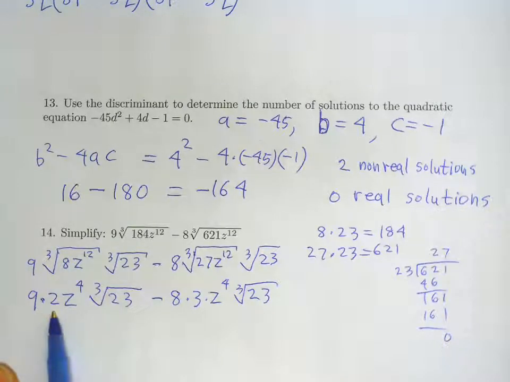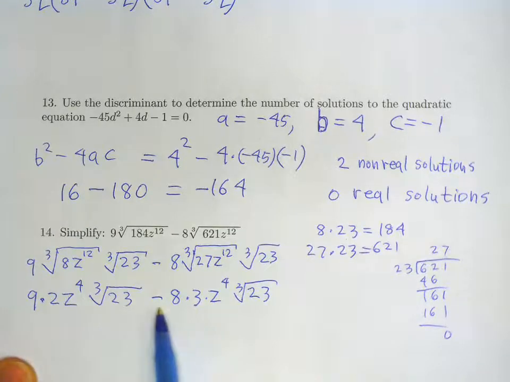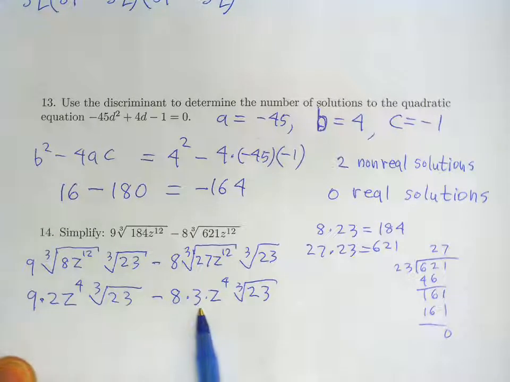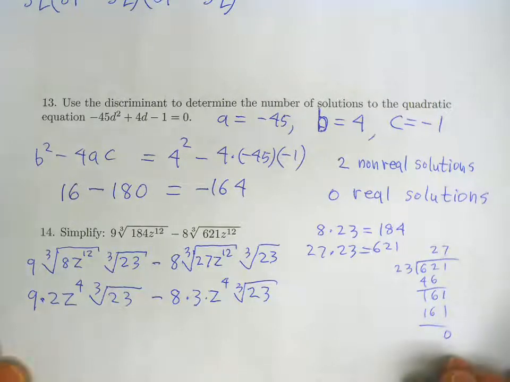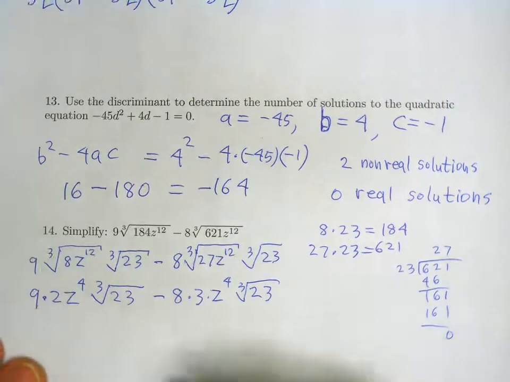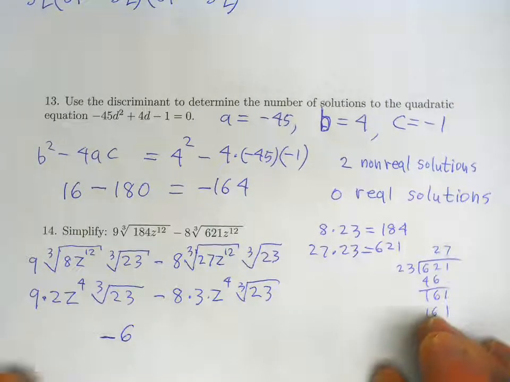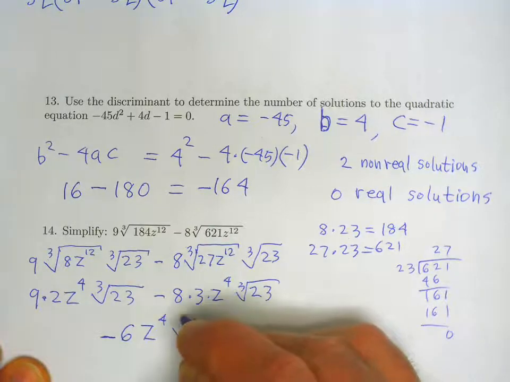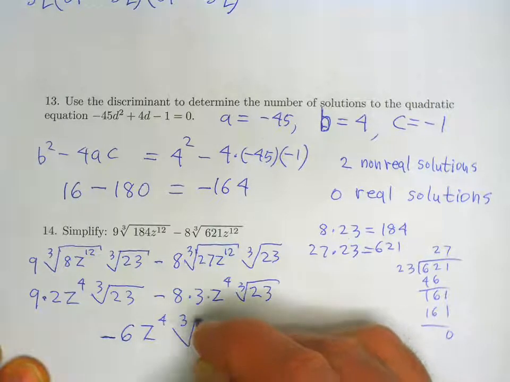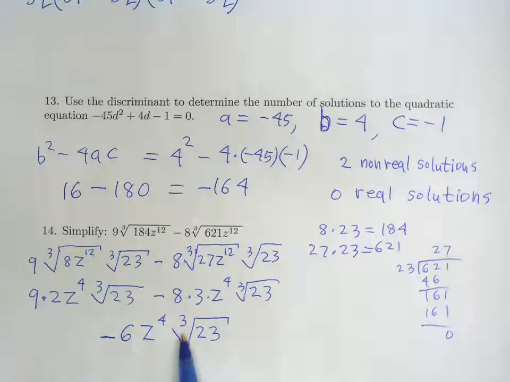9 times 2 is 18 for the coefficient on the left, and minus 8 times 4 is minus 24. 18 minus 24 is negative 6. So our simplified answer is negative 6 z to the 4th times the cubed root of 23. And don't forget the index 3.